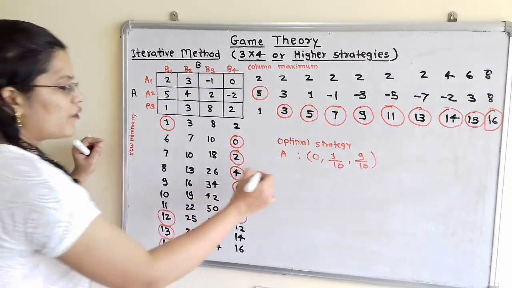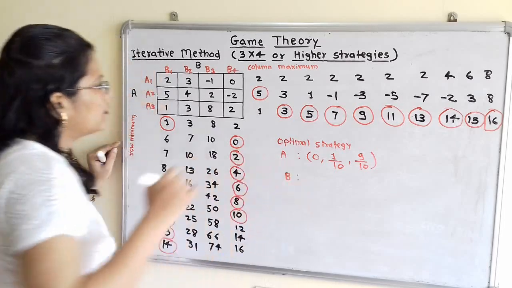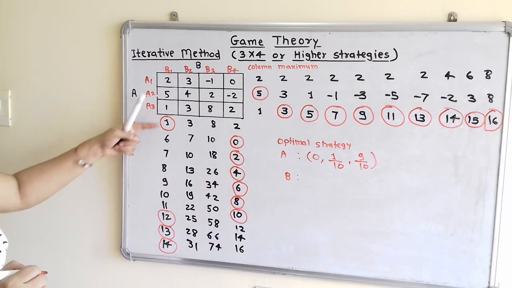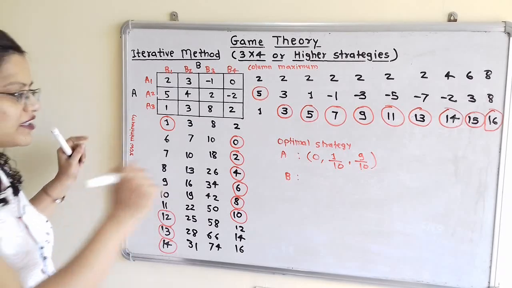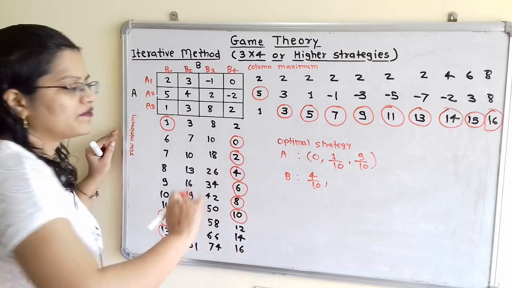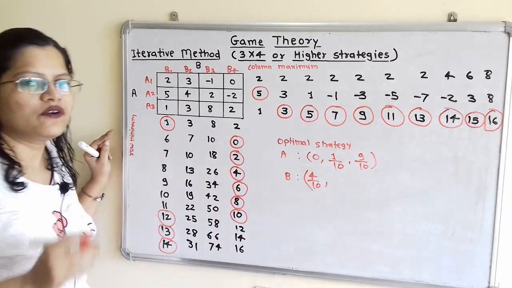Now we will move for the next for B. Now for strategy B1, how many numbers are circled? 1, 2, 3, 4. That is 4 numbers are circled out of 10. That is strategy B1 is 4 by 10 times we have to use.